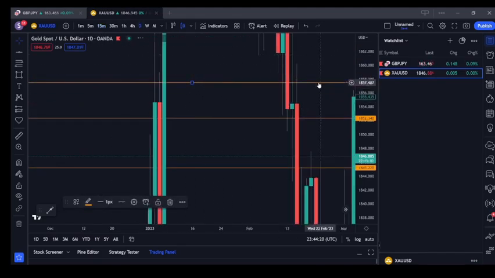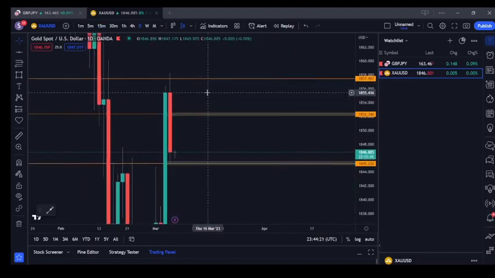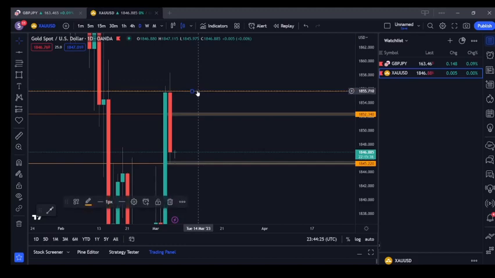So I'd say the first target for buys, obviously, as we form daily resistance, would ideally be to target the daily resistance around 18.55.600.